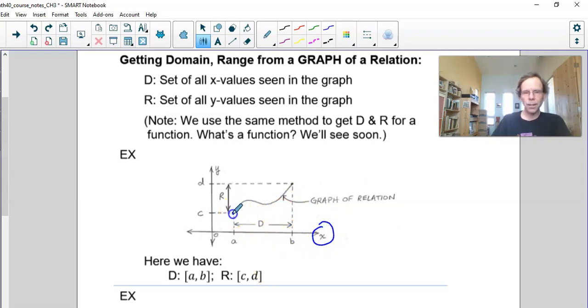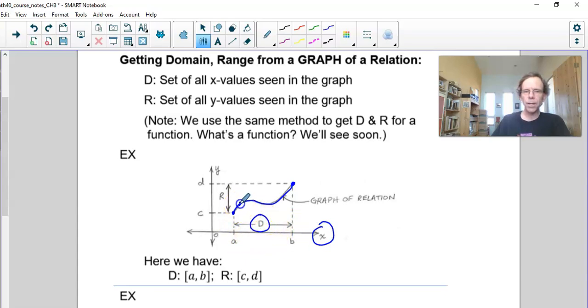So this point right here is the leftmost point of the graph, and then it kind of humps around like a roller coaster up to this point at the top. And both of the ends are solid dots. That means we're going to include those in either the domain or range. So the domain, which I've illustrated here with this D, everything from A to B, those are the x values you see in this graph.